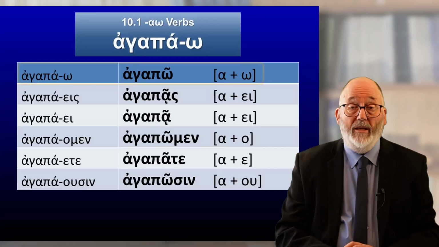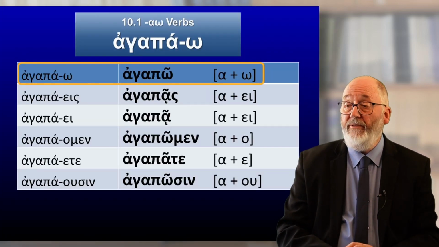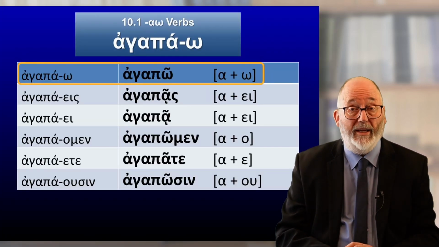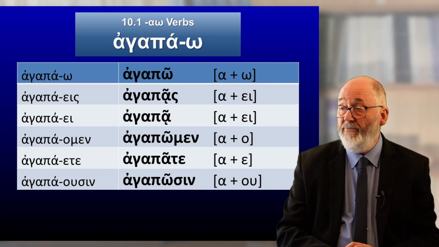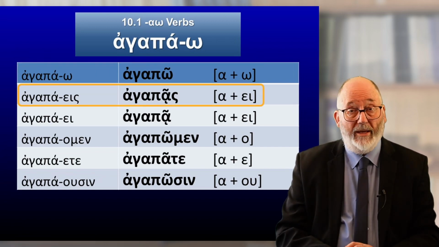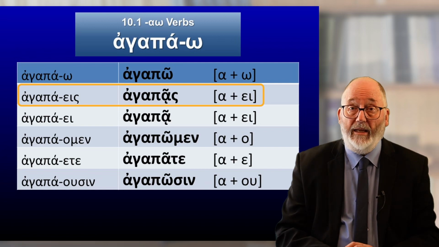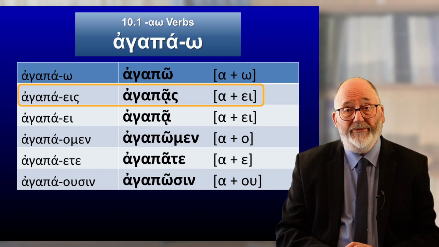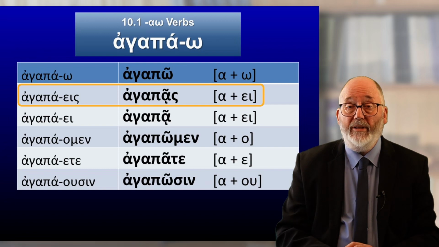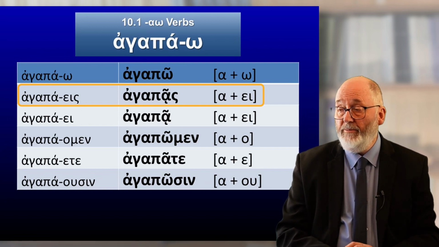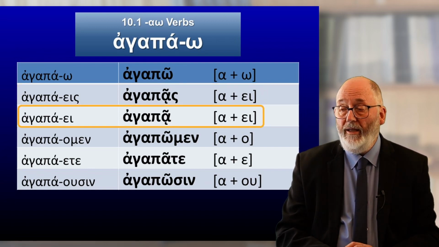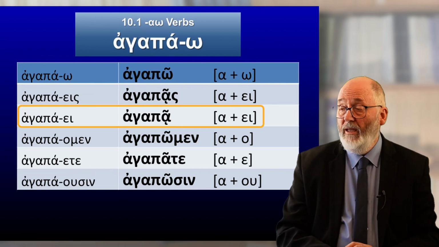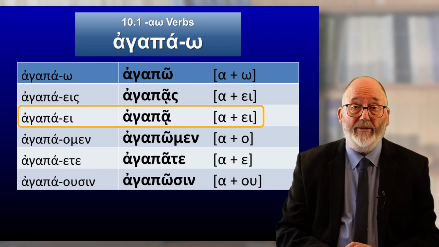Let's look at our pattern word to see what happens if we apply these rules. So with ἀγαπάω, we have an alpha followed by an O sound, which becomes an omega. ἀγαπάεις, so there we have an alpha plus an E sound, and the outcome is an alpha. There did happen to be an iota involved, and that became an iota subscript. ἀγαπάει, well, same thing happened. Alpha plus epsilon iota becomes alpha with an iota subscript.